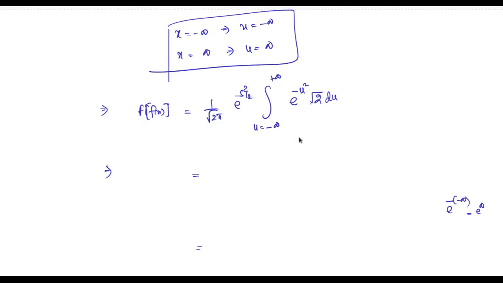Yeah. So now what is the answer? Now you know the answer for this, right? Because this has already been discussed in your school or something. So what is e to the power minus u square into du? Which is simply, the answer is root pi.